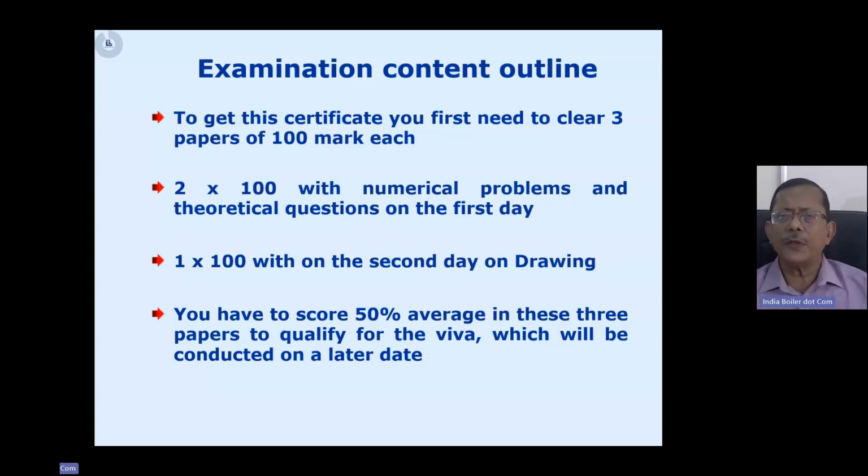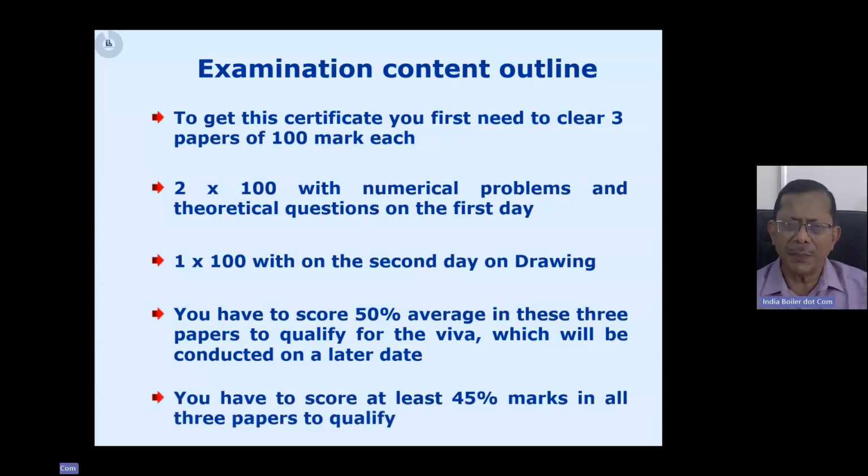But to become eligible for the Viva, you need to acquire at least 45% marks in any of the subject. That is the minimum passing marks. So 45% marks in any of the subject, but an aggregate average of 50% in all these 3 papers, as well as the Viva also. You have to get a 50% average mark to become eligible for the certificate. So if you are getting 45 in one paper and you score 55 in the other, average comes to 50%, you become eligible.